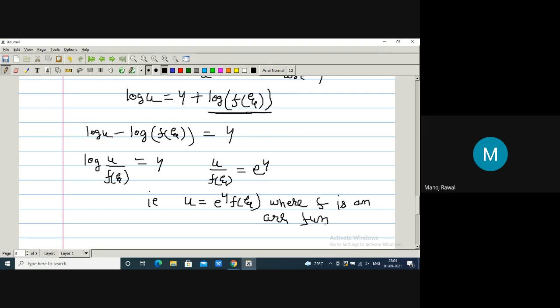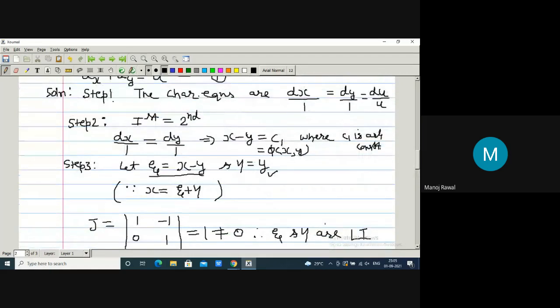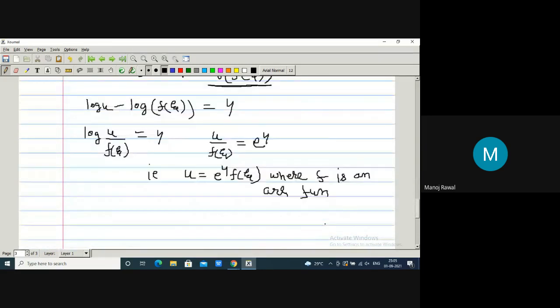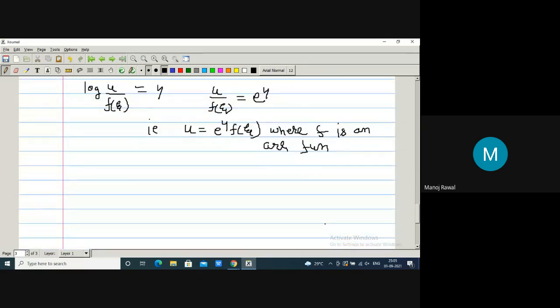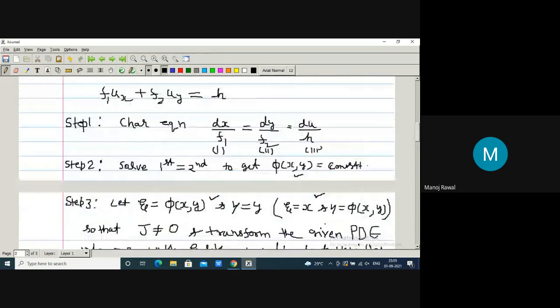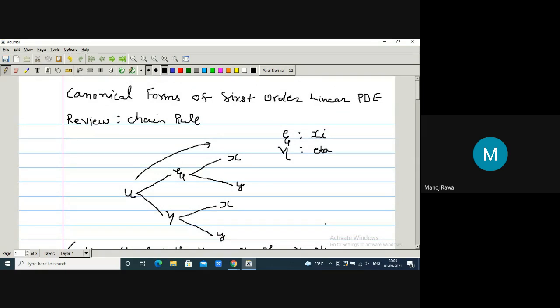Finally, you may replace xi and eta in terms of x and y. If you want to do that, that can also be done. How? Because xi is nothing but x minus y, and eta is nothing but y. So if you want to get your final answer in terms of x and y, that can also be done. So we are done with this example, students. Now, if you have any query, please ask. I will scroll down the screen slowly. You can ask me to stop and you can ask questions.